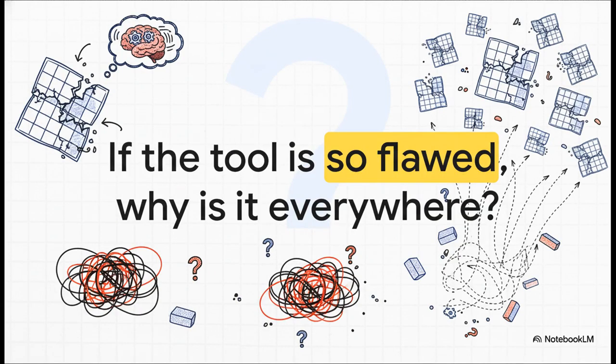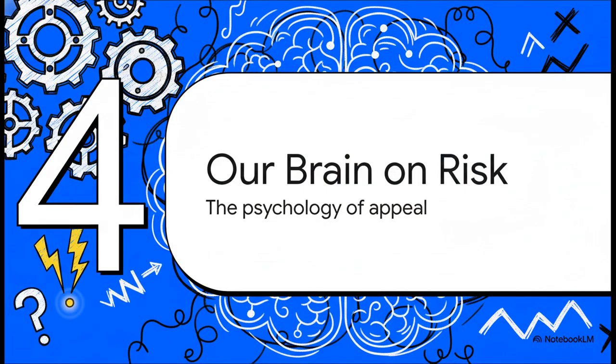Which, of course, leads us to the biggest question of all. If this tool is so fundamentally flawed, so mathematically questionable, why is it everywhere? Why do so many of the world's biggest organizations rely on it for their most important decisions? Well, the answer has a lot less to do with math and a whole lot more to do with us. It's about our brains on risk and the incredibly powerful psychology that explains the matrix's appeal.